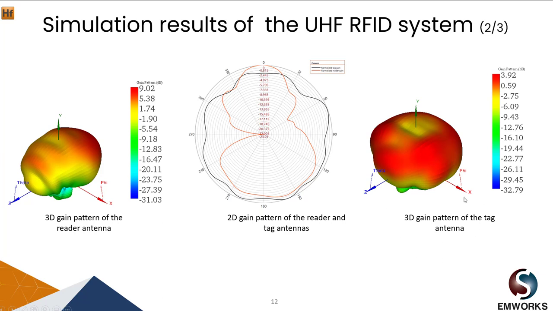In HFSS, we can see the 3D gain pattern of the antenna. For example, on the right hand side, we have the 3D gain pattern of the tag antenna, which has a gain of 4 dB. You can see the omnidirectional pattern. On the left hand side, we have the 3D gain pattern of the reader, and it has a directivity of 9 dB and a directional pattern. In the middle, we have the 2D gain pattern of both the reader and the tag. From the 2D pattern, we can clearly see that the tag antenna is omnidirectional, while the reader has a directional pattern.